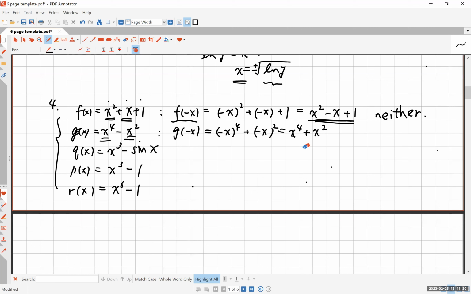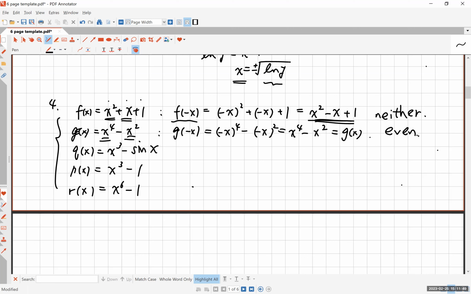And so, oops, that's not, this is minus, right? And so nothing changes. This is exactly where you started with. It's g of x, and therefore it's even. Okay, so that means it's symmetric with respect to the y-axis.